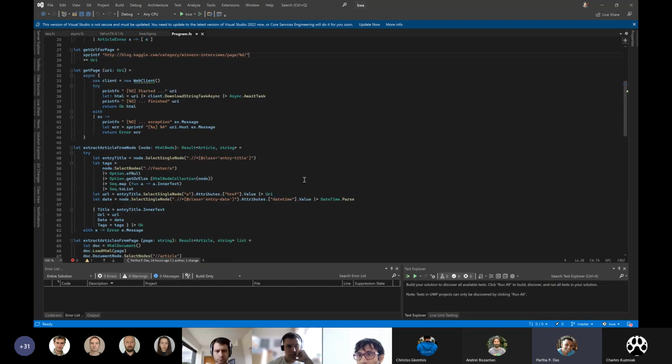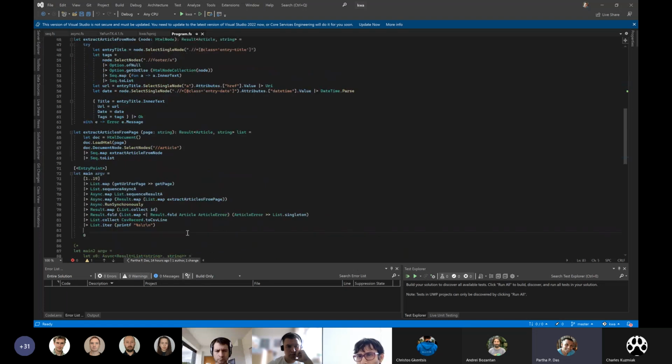Right, now this is what a typical FP program looks like. The main method is just a composition of goop.